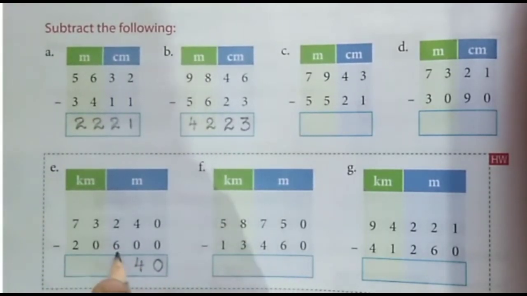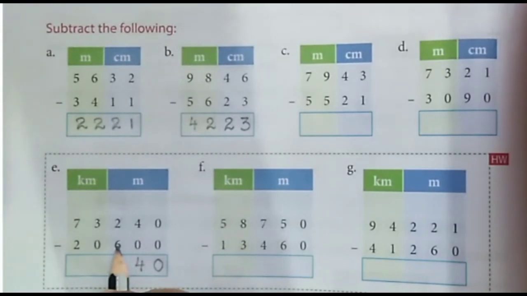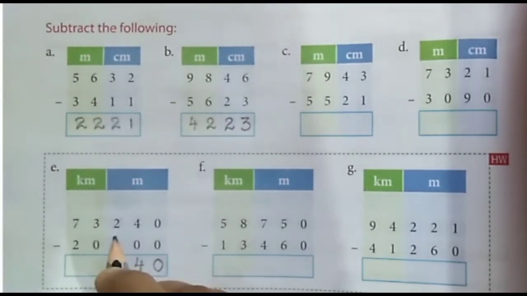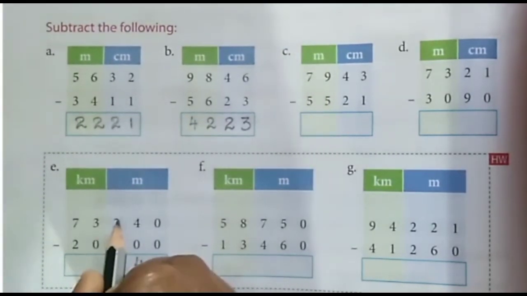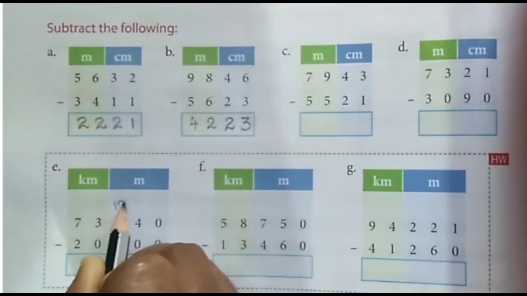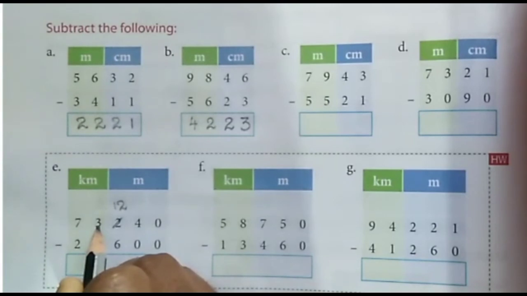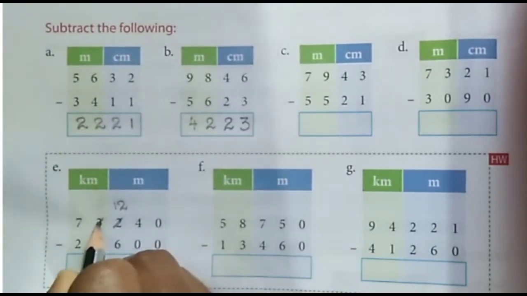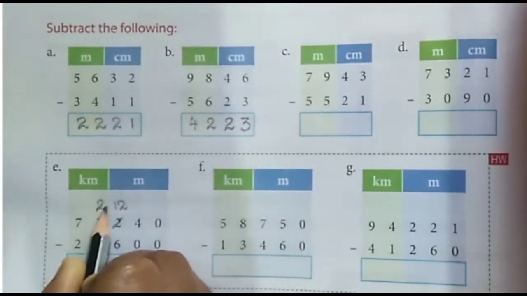Next is 2 minus 6. Children, we cannot subtract a bigger number from a smaller number. That means we cannot subtract 6 from 2 since here 2 is less than 6. So here we use the method of borrowing. Here the number 2 borrows 1 from the number 3 and becomes 12. Since 1 is borrowed from the number 3, 3 reduces to yes 2.